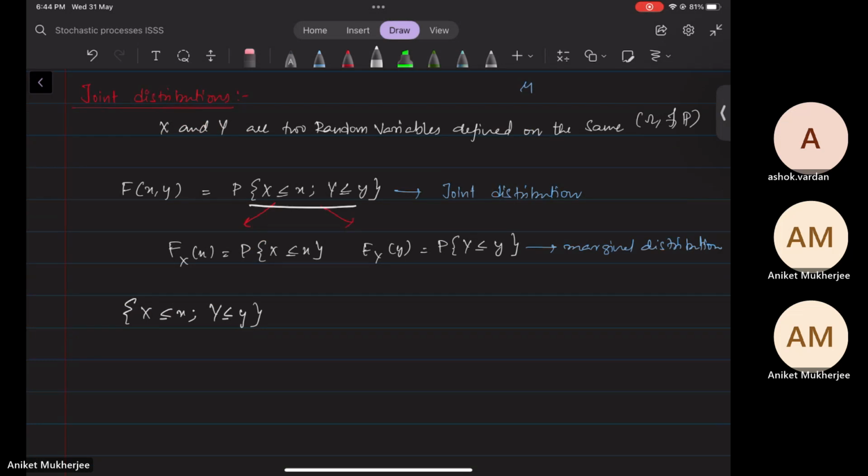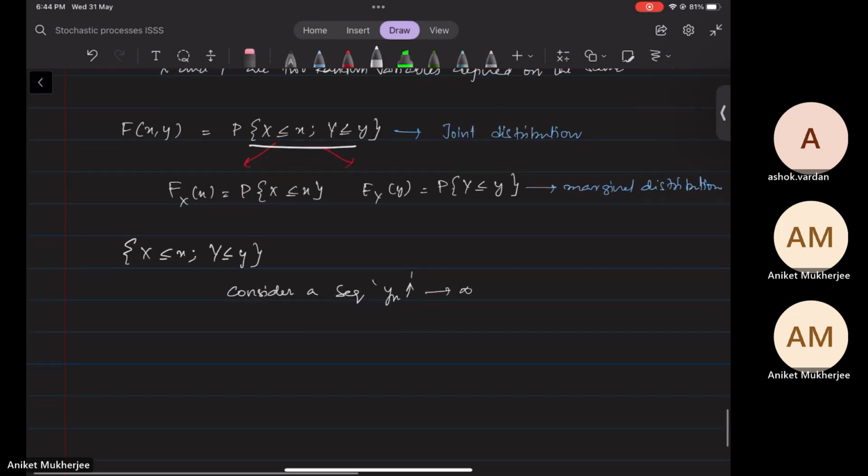Then what you do is you consider an increasing sequence yn, which tends to infinity. This sequence would be something like 1, 2, 3, and so on till infinity. It could be anything. This is just one example of a sequence. And then you take the limit as n tends to infinity of the event X less than or equal to x, Y less than or equal to yn.